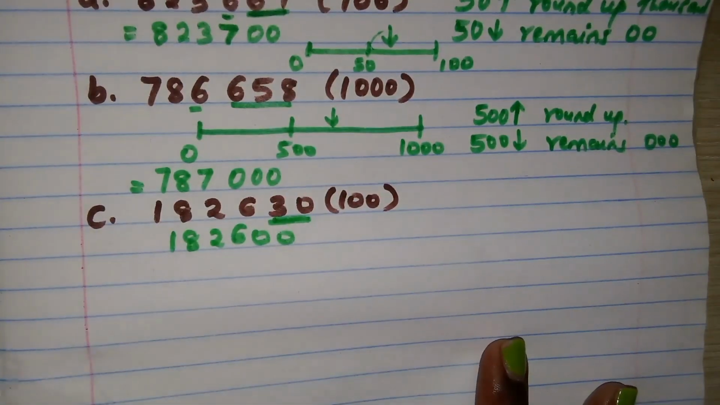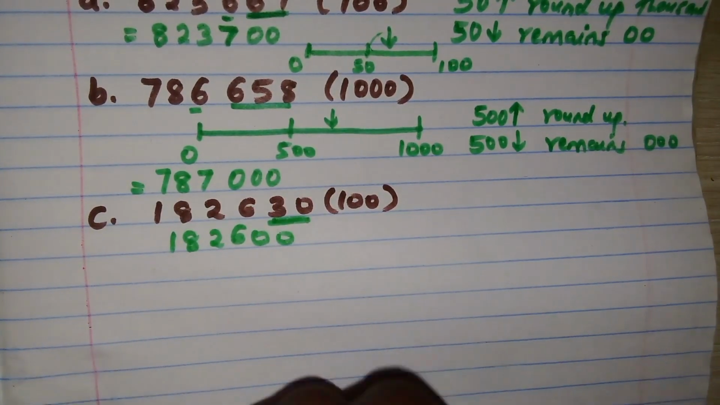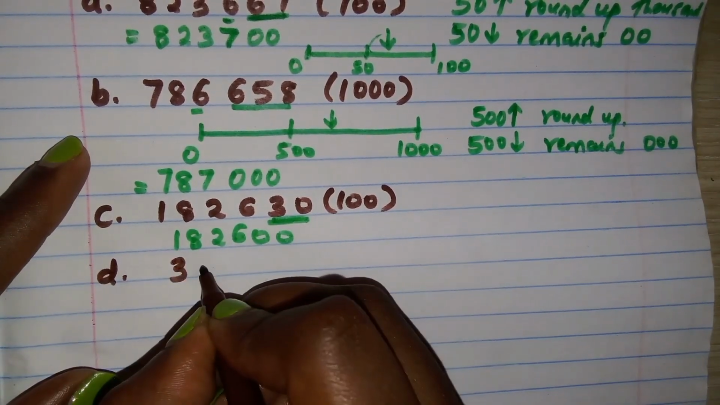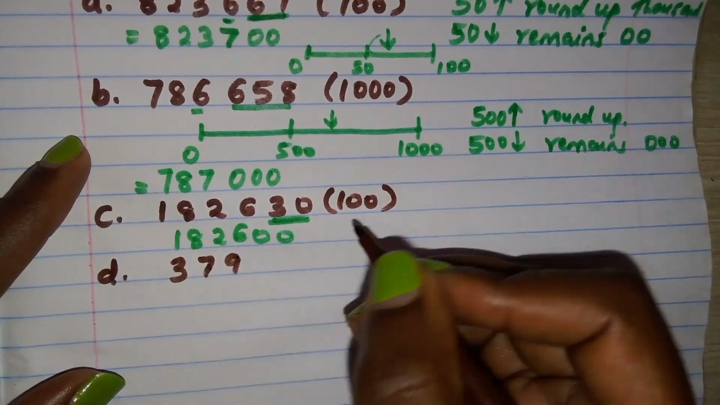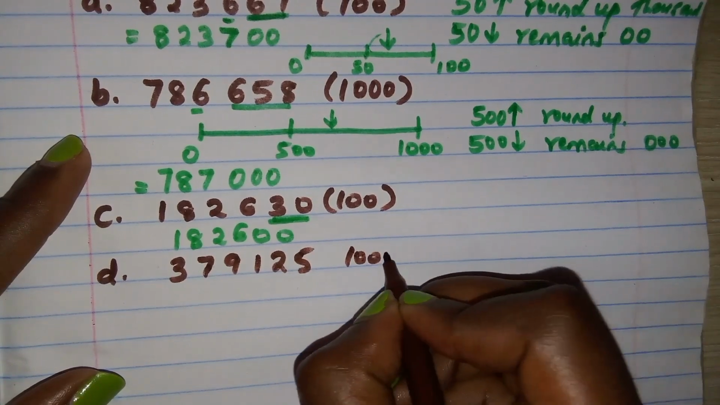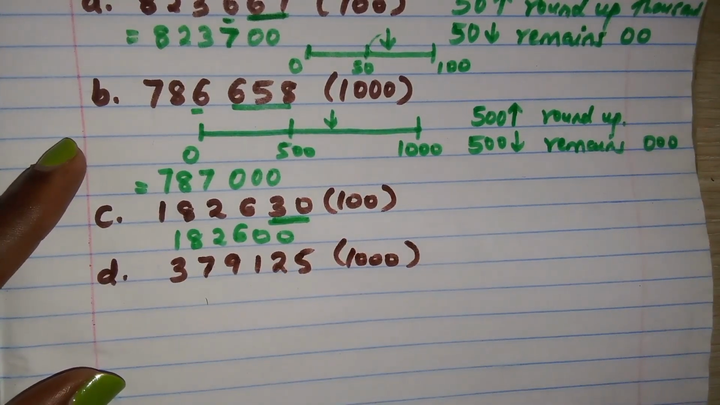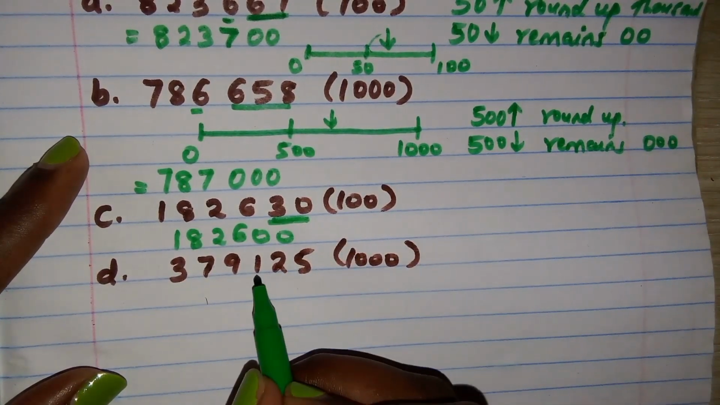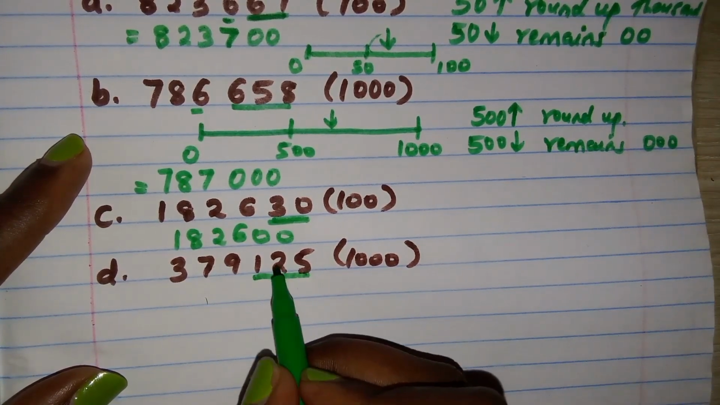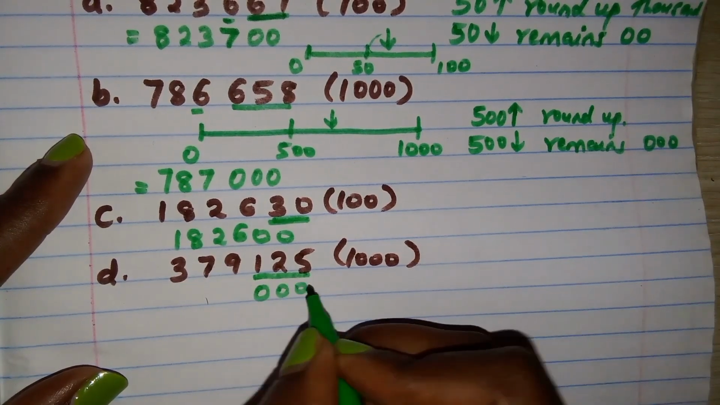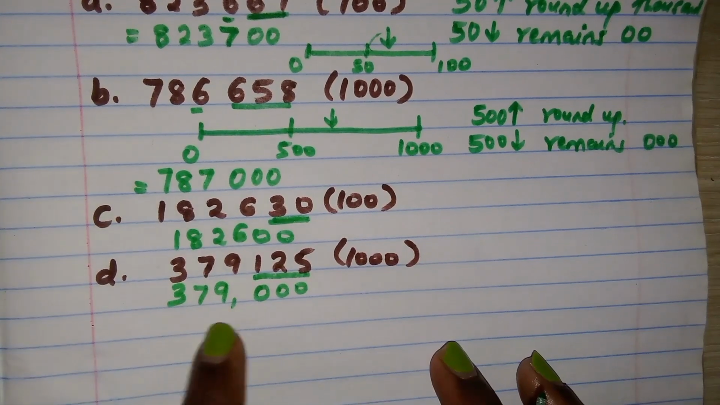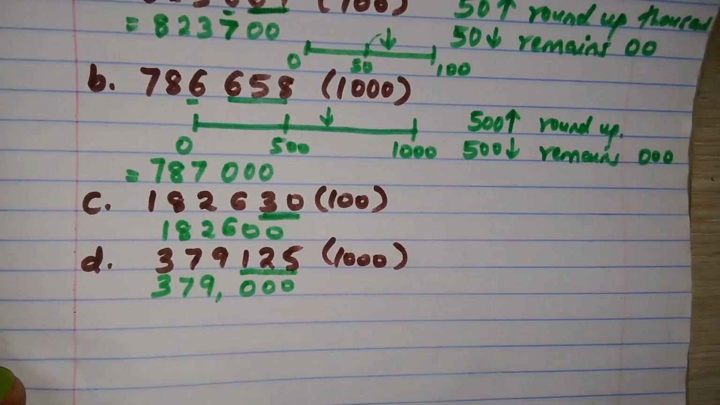We can try another example for 1000. So maybe 379,125 to the nearest 1000. So we look at the last three digits. It's less than 500, so meaning this one becomes 0, and the numbers prior to that will not be affected. So 379,000.